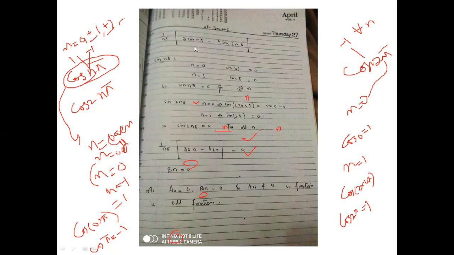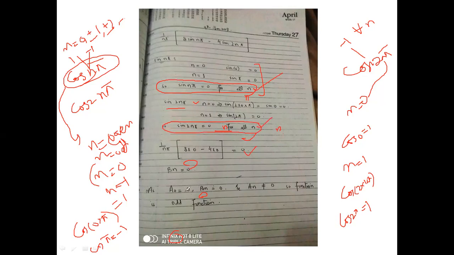So in either case, if n is equal to 0 or n is equal to 1, sin pi is equal to 0, for all n, whether it is even or odd. And the same is the case with sin 2n pi. Sin 2n pi is equal to 0 for all n. So bn is equal to 0.